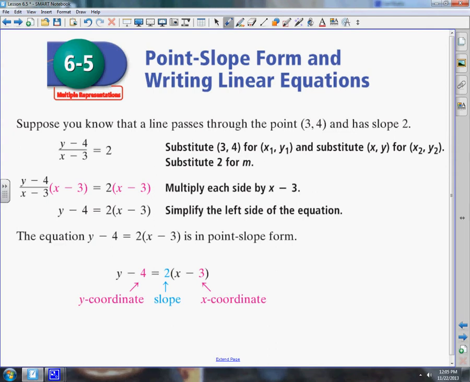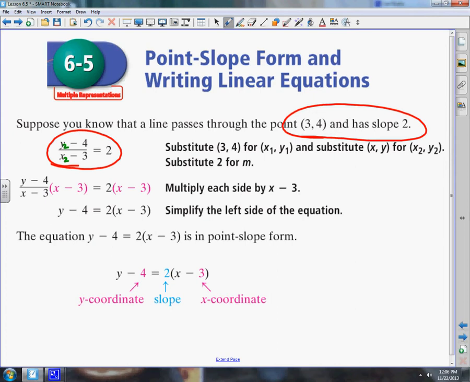Suppose you know that a line passes through the point (3, 4) and has a slope of 2. So they're giving you a point and they're giving you the slope. What you need to do is find the slope, which is right here, and substitute 2 in for m. Then you have 3, 4 in for x1 and y1. So you have y2 minus y1 over x2 minus x1. These are really the little 2's. So y2 minus y1 is y2 minus 4, and x2 minus x1 is x2 minus 3, and that equals the slope of 2.